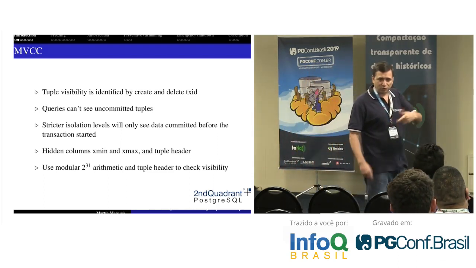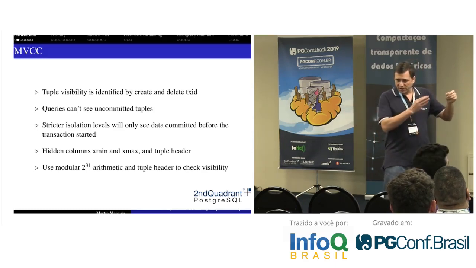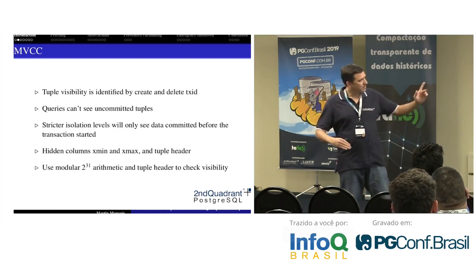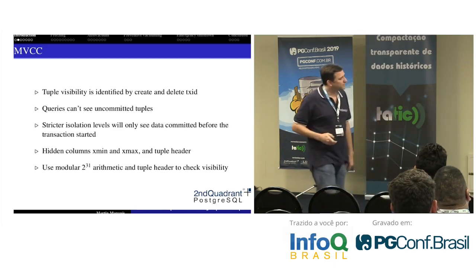If you update, Postgres just deletes the row, inserts a new one. So you'll get an xmax on the old row, and you'll get the new transaction ID, well, actually the same transaction ID on the deleted row and on the new one.